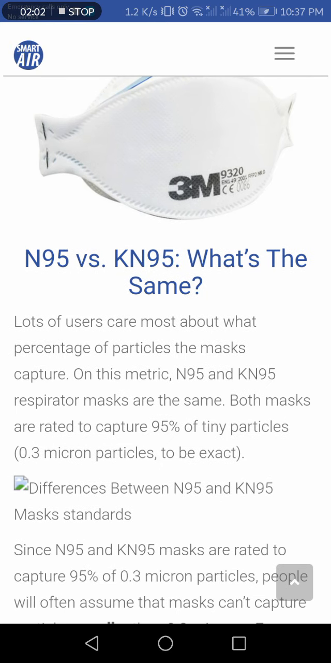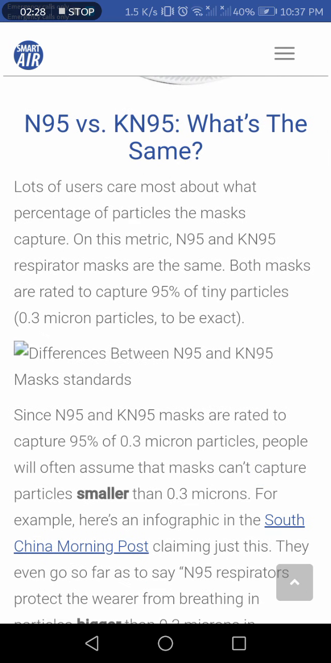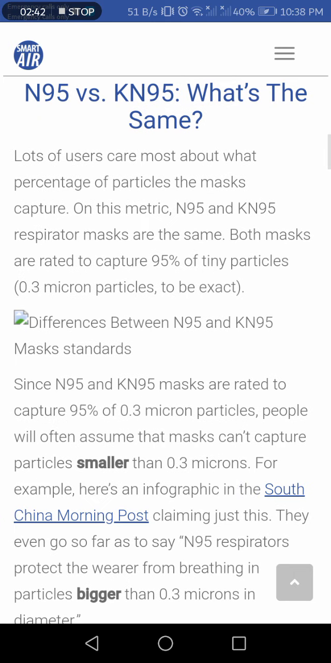What's the same? Lots of users care most about what percentage of particles a mask captures. On this metric, N95 and KN95 respirator masks are the same. Both masks are rated to capture 95% of tiny particles, 0.3 micron particles to be exact. Since N95 and KN95 masks are rated to capture 95% of 0.3 micron particles, people will often assume the mask can't capture particles smaller than 0.3 microns.